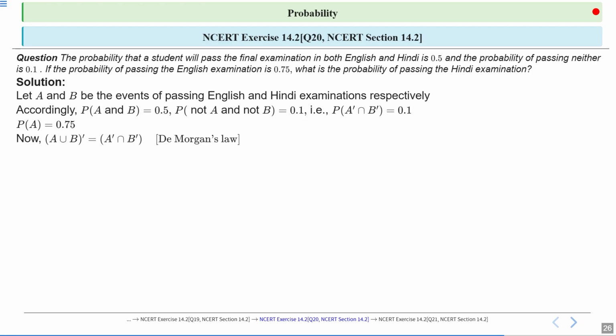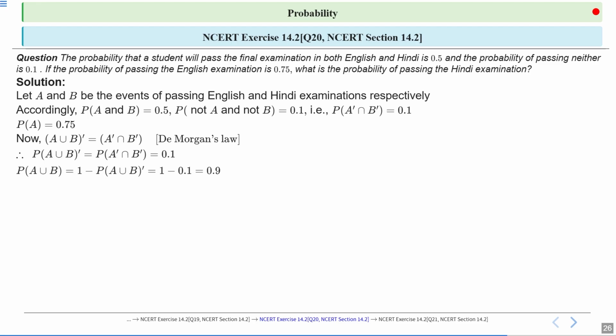Now we know De Morgan's law: A union B whole complement is A complement intersection B complement. Therefore probability of A union B whole complement is equal to probability of A complement intersection B complement. And we have here probability of A complement intersection B complement is 0.1. So probability of A union B whole complement is also equal to 0.1.